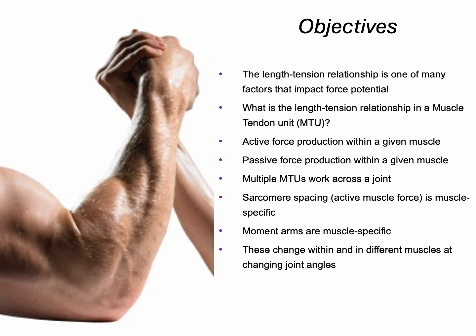You should be able to differentiate between active force production and passive force production within a given muscle, while also acknowledging that there are multiple MTUs that are working across a joint. And so when we're looking at torque that's produced around a joint or an axis, it is the collective contributions from all of those MTUs that are working.